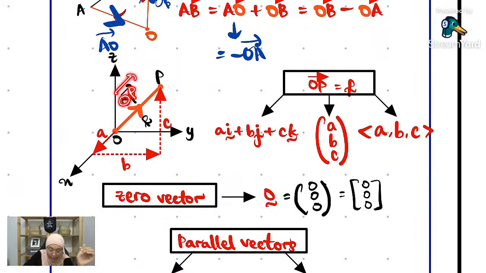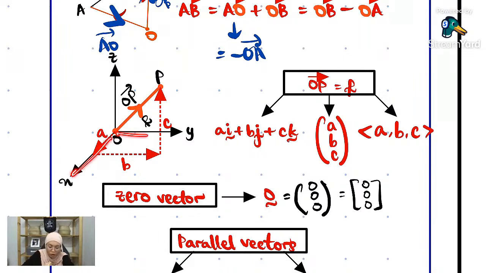OP is actually bukannya daripada O to P terus dapat jawapan. Tidak. Dia sebenarnya daripada axis A, axis X got one value A, axis Y got one value B, axis Z got one value C. So we got directions from that 3 dimension. That's why perjalanan dia agak panjang daripada A to B to C. But dia ada sebab kenapa dia dipanggil sebagai 3D.